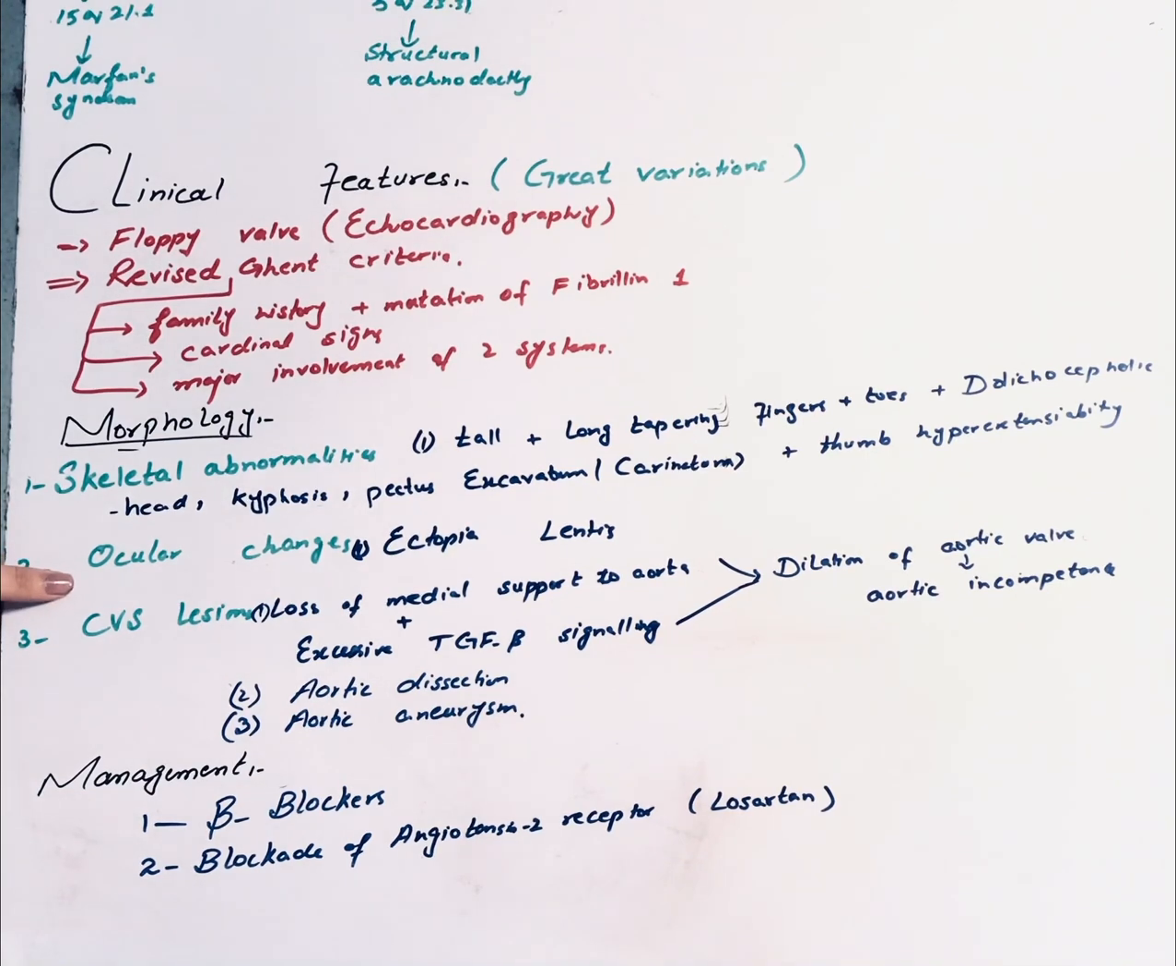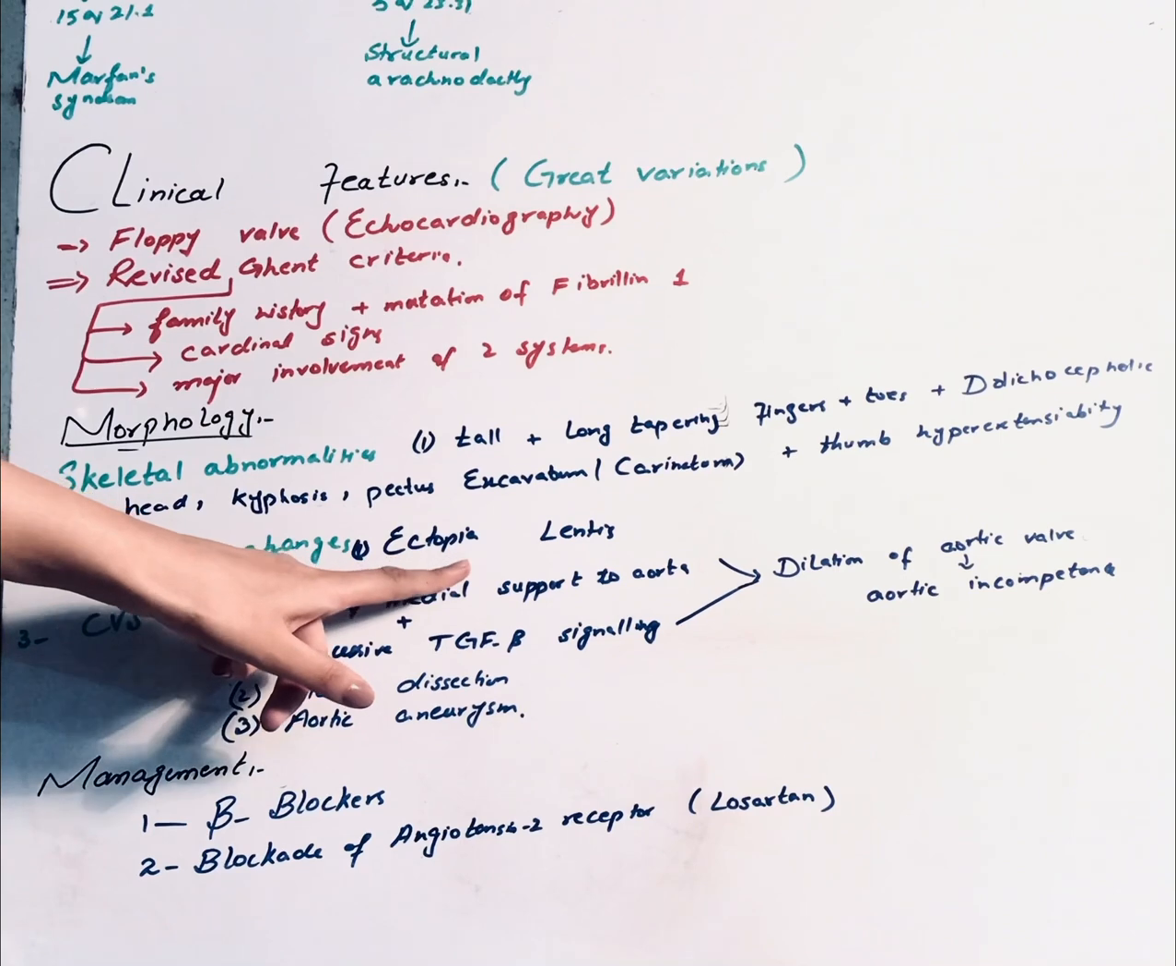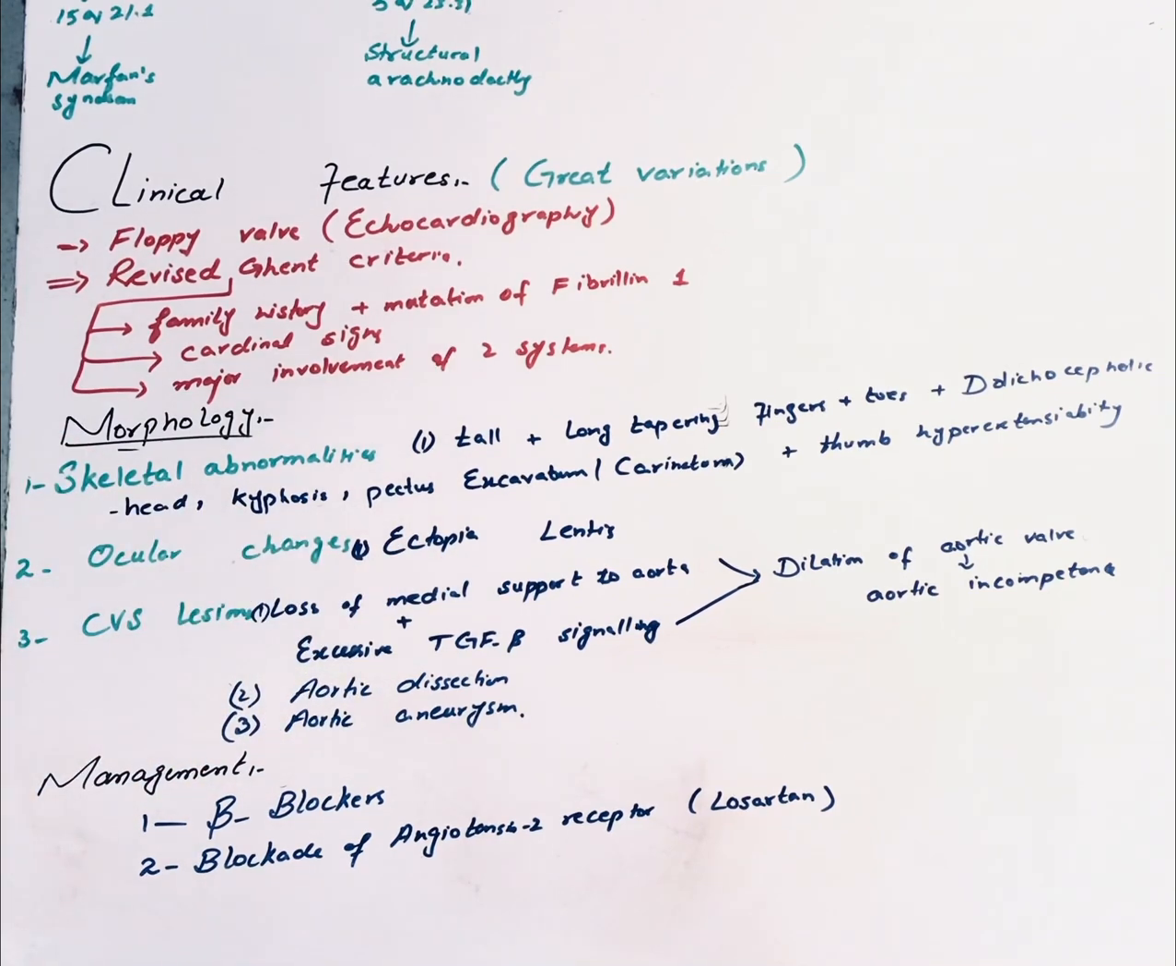Second thing is ocular changes. In ocular changes, we can see the ectopia lentis. If the patient is having bilateral subluxation or dislocation of lens, then this is called ectopia lentis, and this ectopia lentis is very common in Marfan syndrome. It is less common in other syndromes, so if we see a patient with ectopia lentis, we can suspect that he can be a patient of Marfan syndrome.